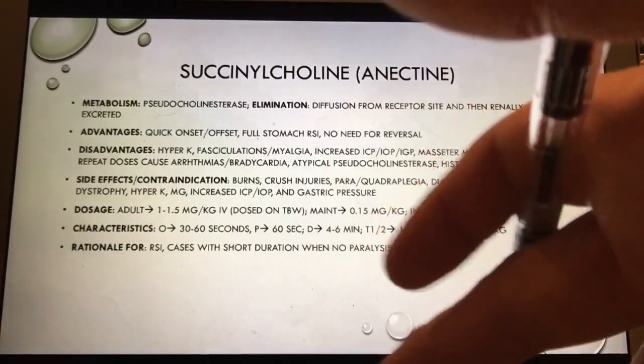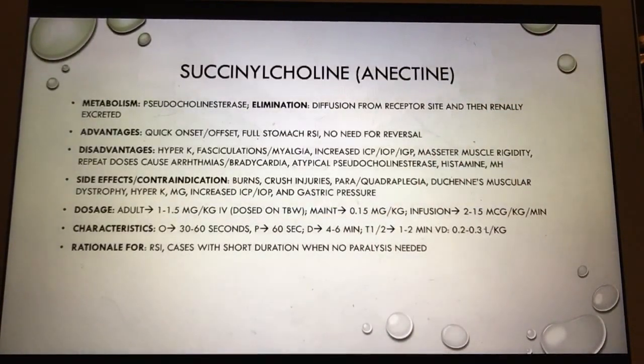Now we're going to discuss succinylcholine in depth. We'll talk about a few things. First is the metabolism of succinylcholine. It's metabolized by acetylcholinesterase, and this process is so efficient that only a small amount of the injected drug that you give will actually reach the neuromuscular junction.